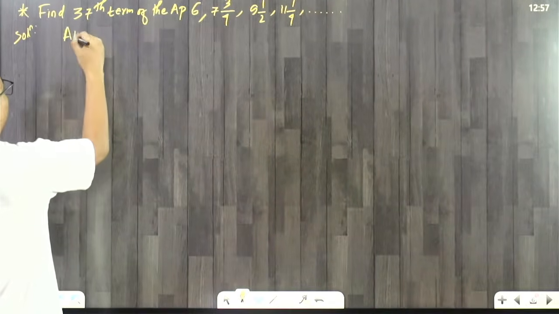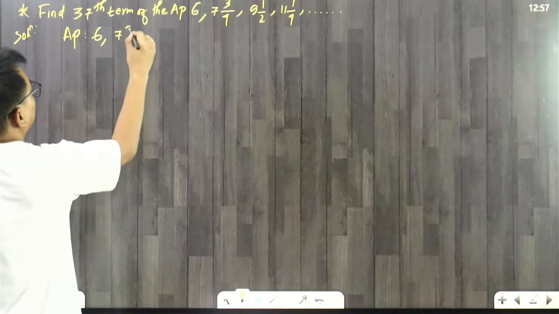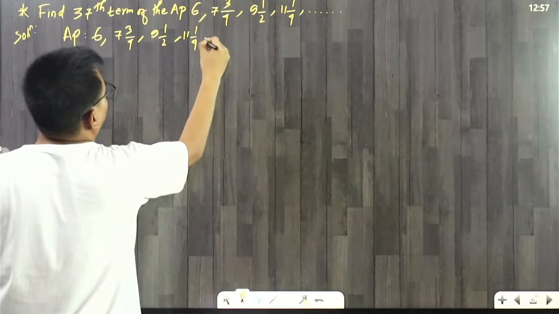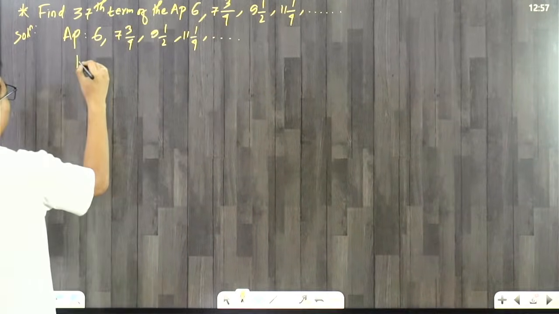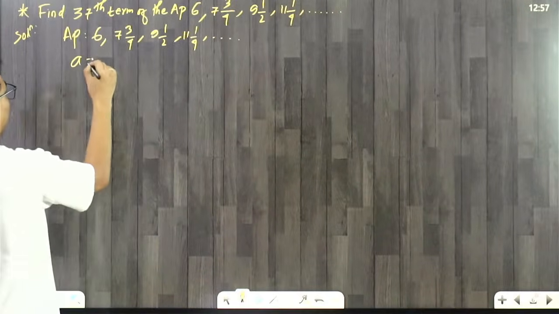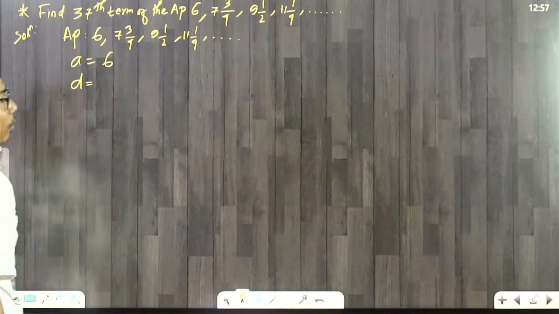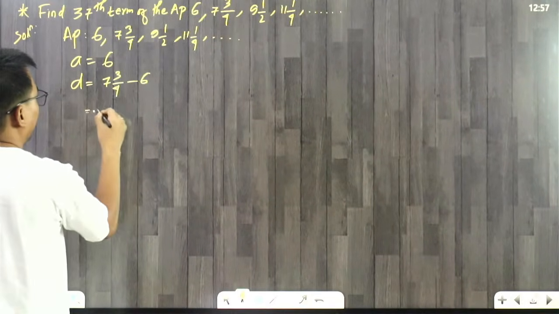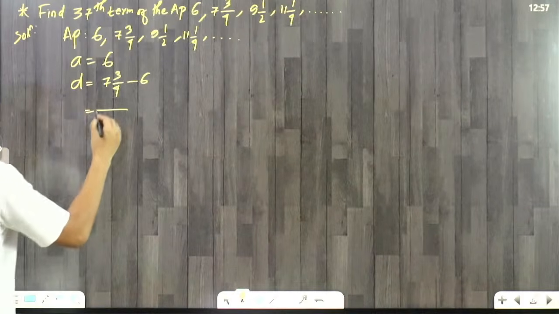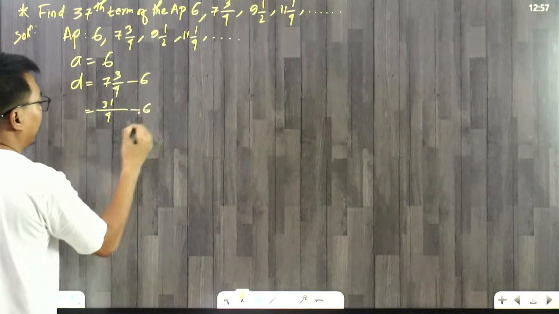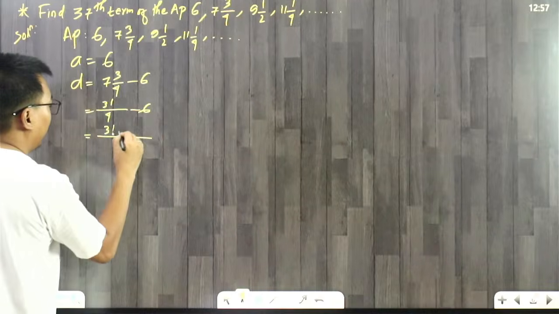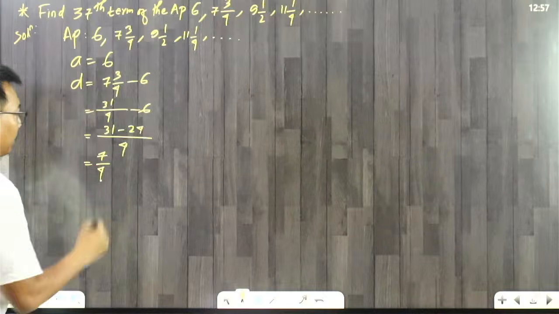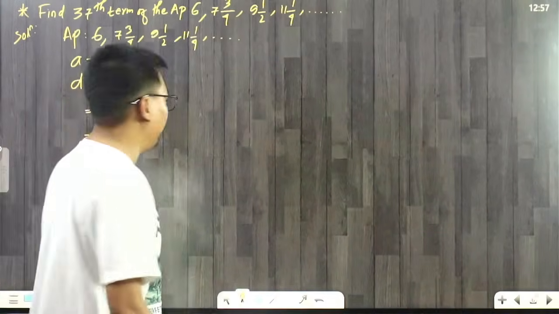So what is our AP? 6, 7 3/4, 9 1/2, 11 1/4. Okay. So what's the first term here? 6. What's the common difference? How do we check the common difference? Second term minus first term. So this will be 28 plus 3 is 31 by 4, minus 6. So this will be 4. 31 minus 24 is 7 by 4. Common difference is 7 by 4.